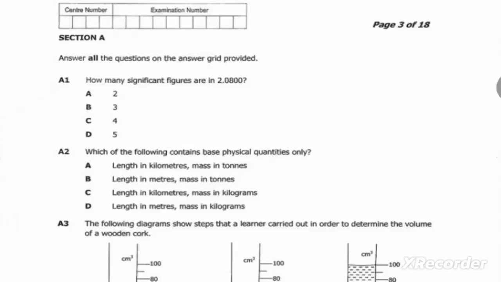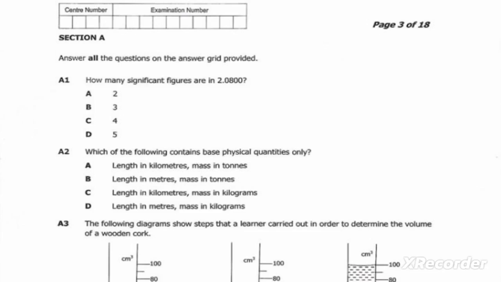In this video, we are going to answer question A1, and this question is coming from Science Paper 1, 2020. Question A1 reads, how many significant figures are in 2.0800?